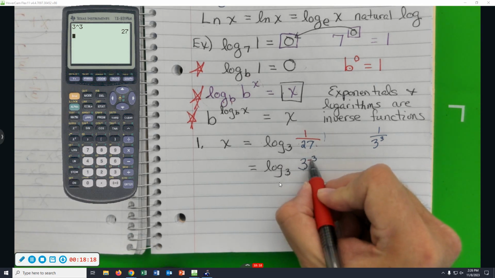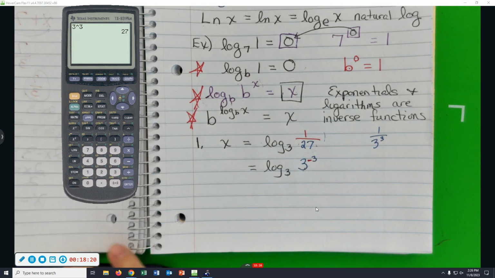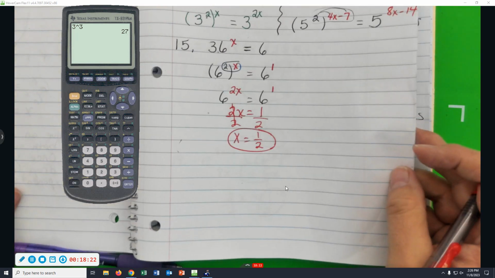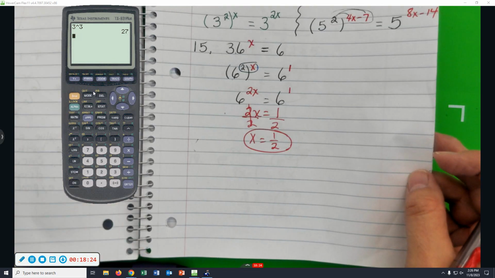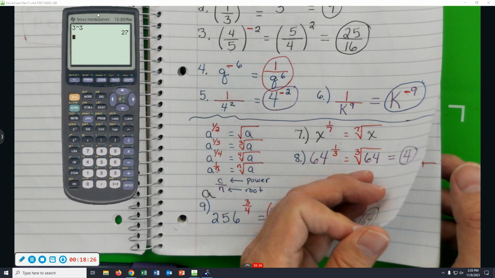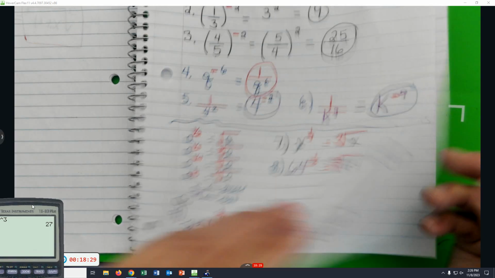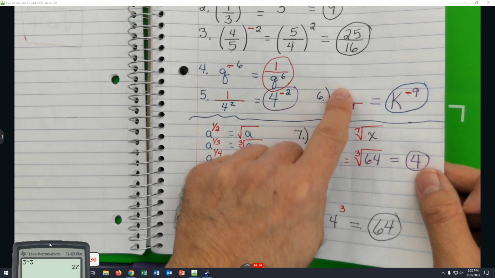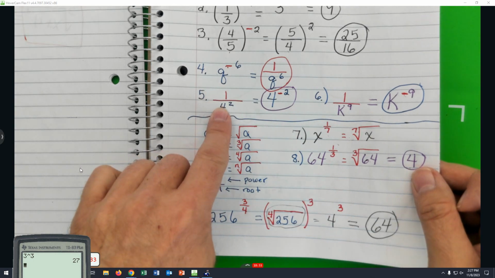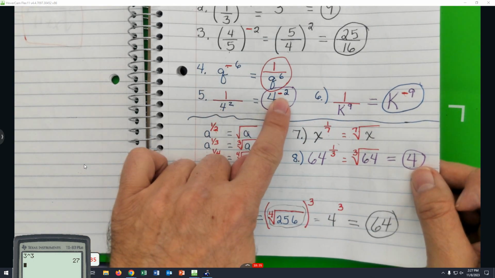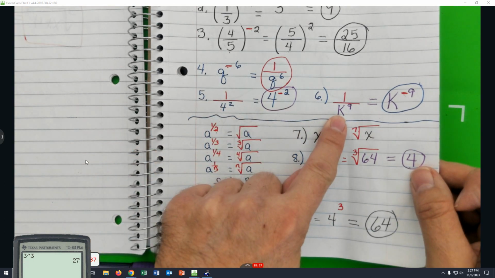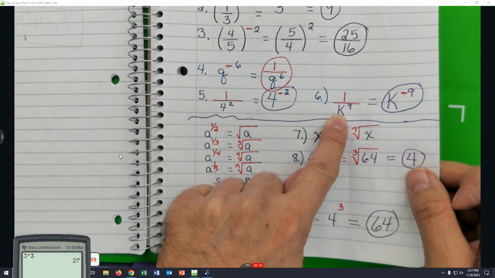Make it a negative exponent. Good. That was one of those things I tried to review as soon as we started this. Let's see. If you have a 1, like here, 1 over 4 squared, write it as 4 to the negative 2. 1 over k to the 9th is k to the negative 9.